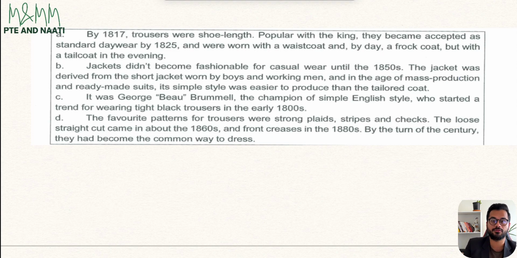Right now, we have 4 sentences. Once I have proofread all of them, one thing I can see is that in all the sentences, they have given us certain years. In the first one, they have said 1817, 1825. Second, they have said 1850s. Third, they have said early 1800s, which is about 1800 to 1810 or 1815. And in the last one, they have said 1860s and 1880s. The moment I see years in these sentences, it becomes easier for us. The rule I'm going to use is the tense rule.